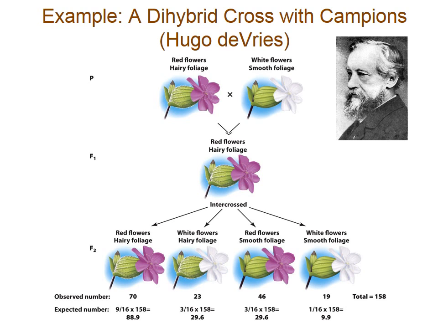How many does he get out of this? 4: red hairy, white hairy, red smooth, white smooth, right? Dominant, dominant; recessive, dominant; dominant, recessive; and recessive, recessive. Which is the most frequent class? The dominant, dominant. Is that what he expected? Yes. What is the least frequent class? Recessive, recessive. What are the 2 intermediate ones? The dominant, recessive and recessive, dominant.